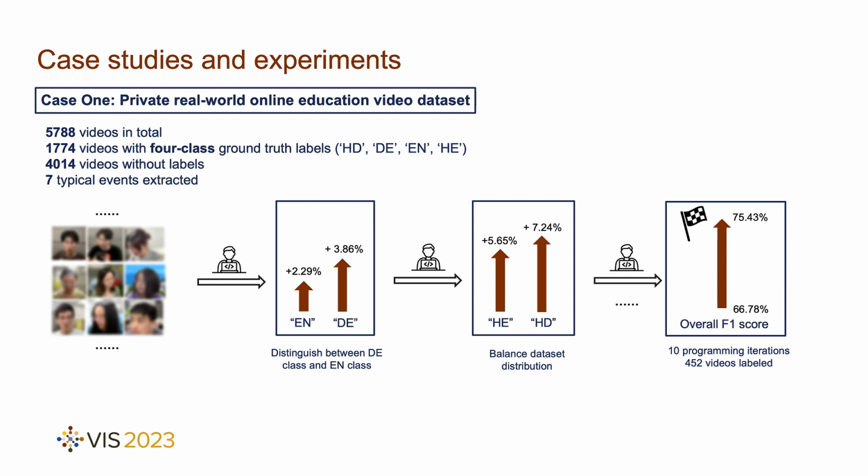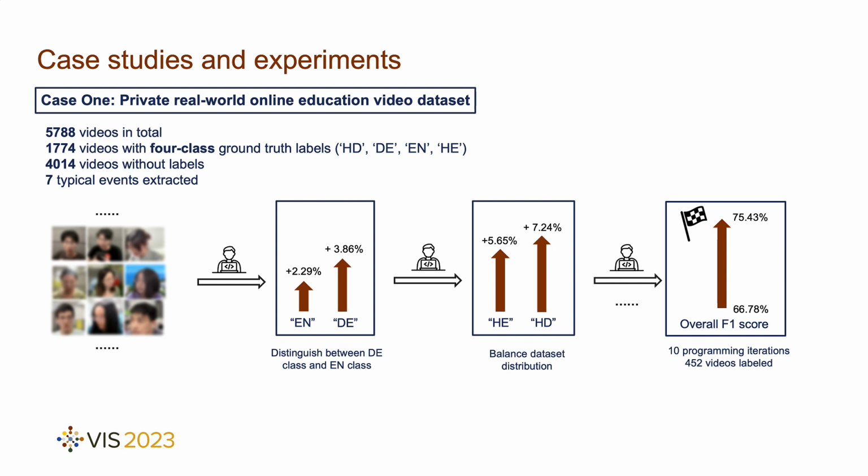The first case study is conducted on a real-world online education video dataset provided by our collaborated company. The goal is to build a robust classification model for assessing students' learning behaviors and engagement levels in online classes. The ground truth labels fall into 4 classes, and the labeled videos are limited. We extracted 7 typical events to characterize students' behavior sequences.